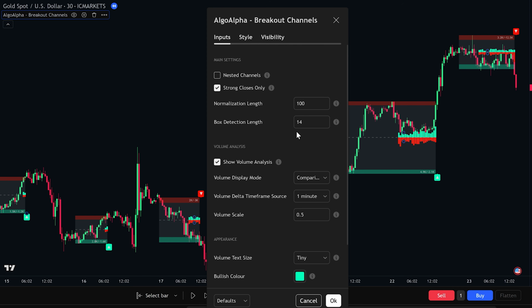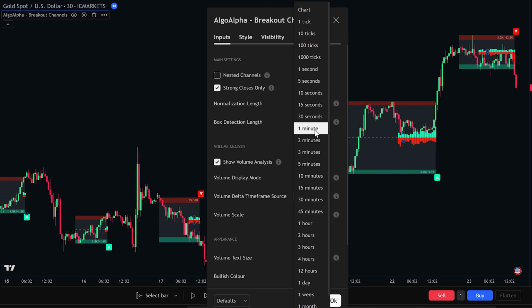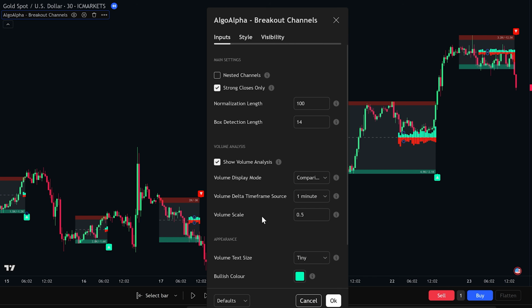Scroll down to volume analysis. With Show Volume Analysis on, you'll see buying and selling pressure displayed right inside the box. Volume display mode lets you pick between raw volume, up-down comparison, or delta. Volume delta. Time frame source is 1 minute by default, but you can match it to whatever time frame you're trading on. And volume scale adjusts the height of the volume bars.